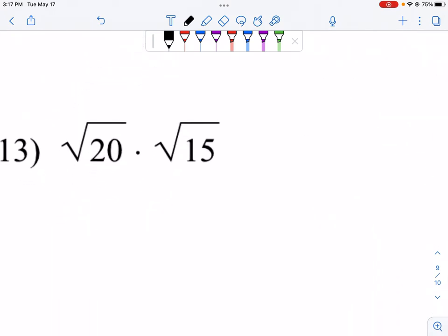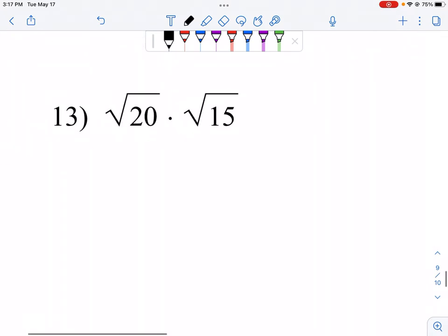Let's look at 13. Now 13 is multiplying. There are a lot of different ways we can deal with the multiplying. But you know what? I'm just going to do this the most straightforward way. It's not the cleanest or fastest or most efficient way, but it's the most straightforward way. So what I'm going to do, I'm going to multiply what's inside of my radicals together. And when I work that out, I get square root 20 times 15, which should be 300.